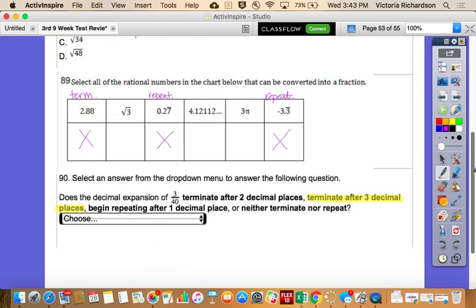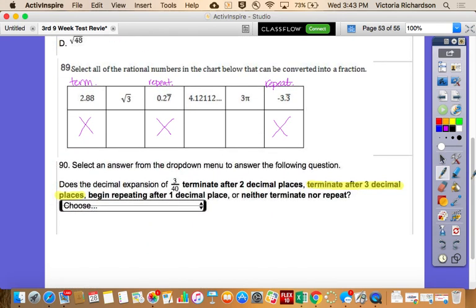Number 89, it says select all of the rational numbers in the chart below. The first one, 2.88, is a terminating decimal and therefore it is rational. The square root of 3 is not a perfect square, so it's not rational. 0.27 repeating. Anything repeating is rational. 4.12112... means it keeps going, but there's no pattern to it, so therefore it's irrational. 3 pi is irrational because it has pi. And -3.3 repeating, because it's repeating, it is rational.